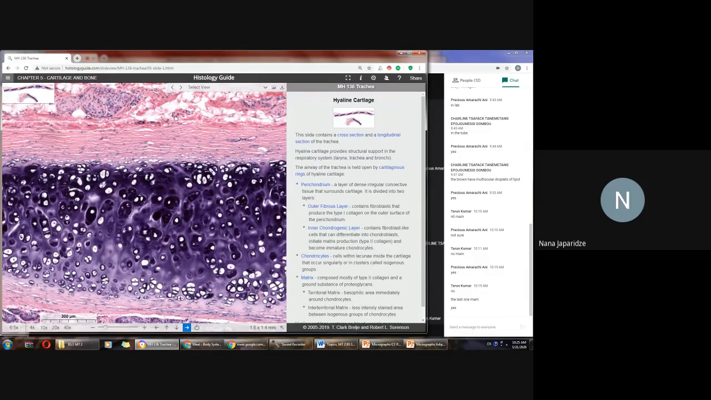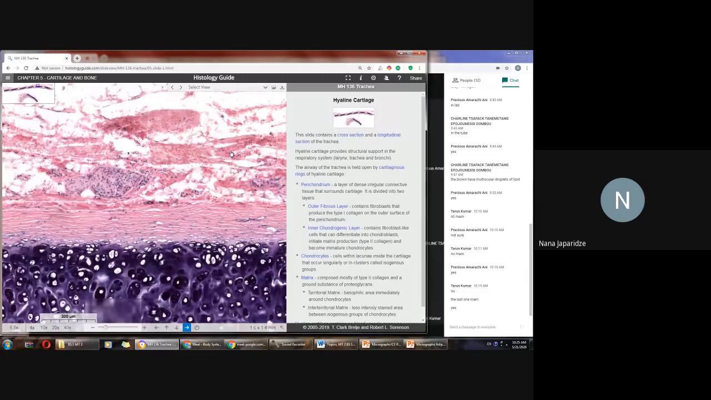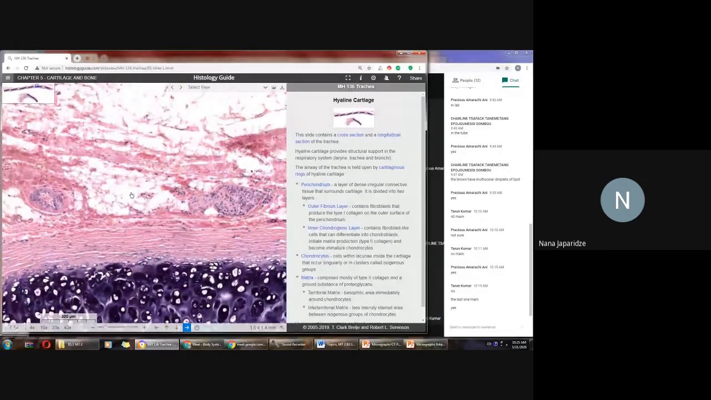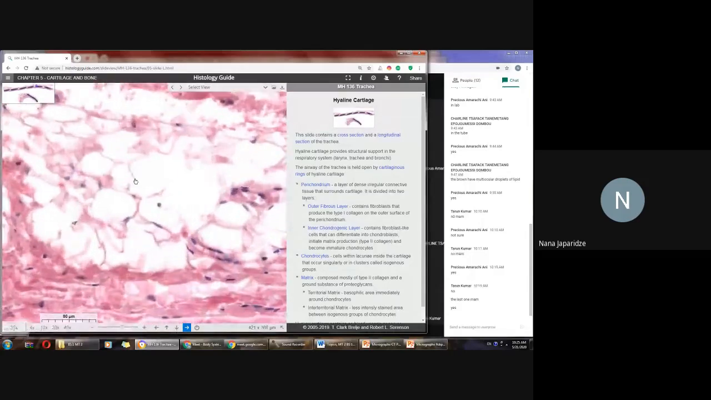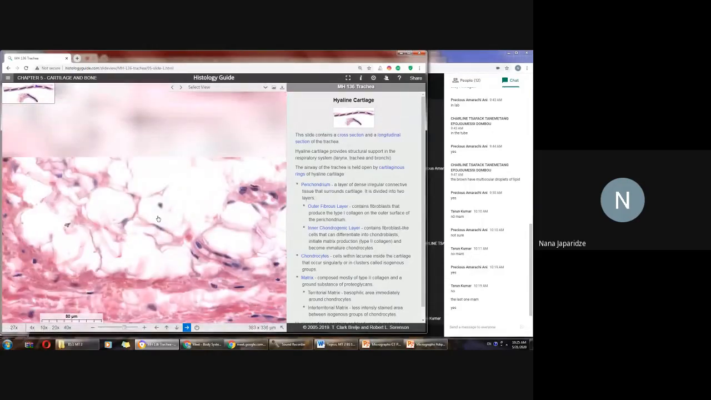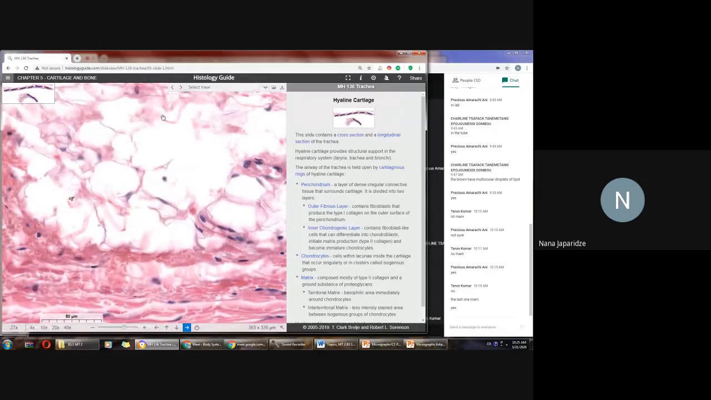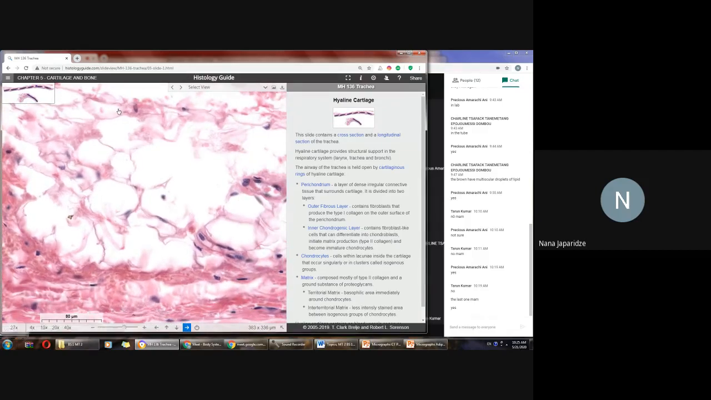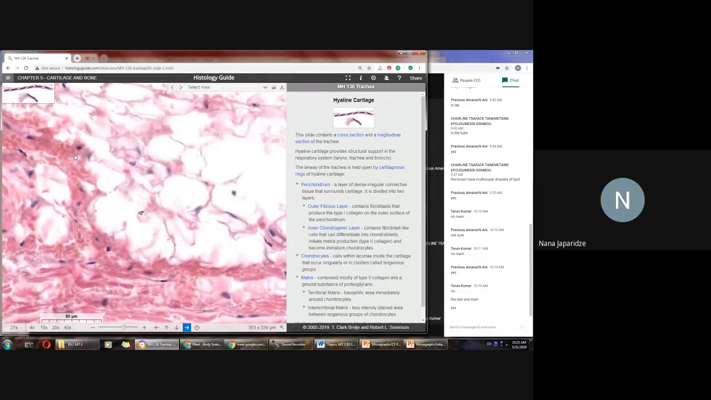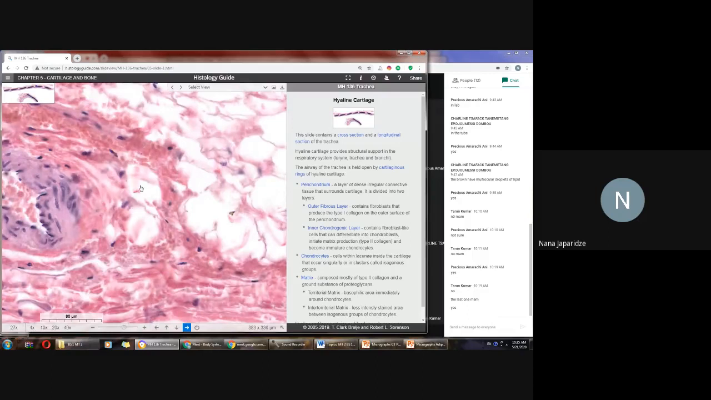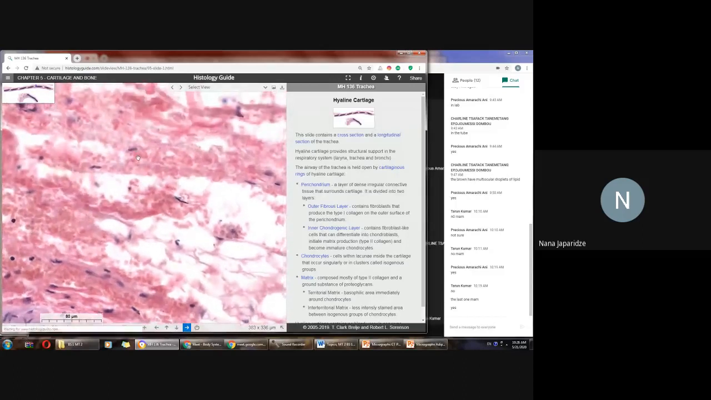In this case, what type of tissue do you see here? Look, this one. What type of tissue is this? White adipose tissue. This is, look here, this is loose areolar connective tissue.